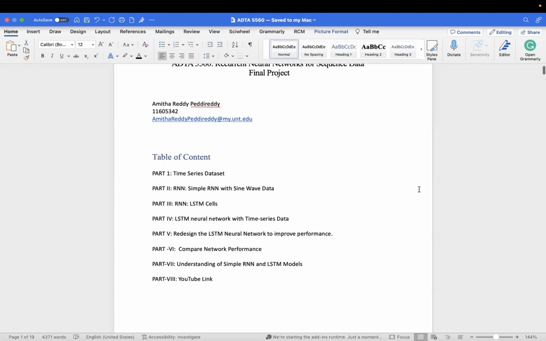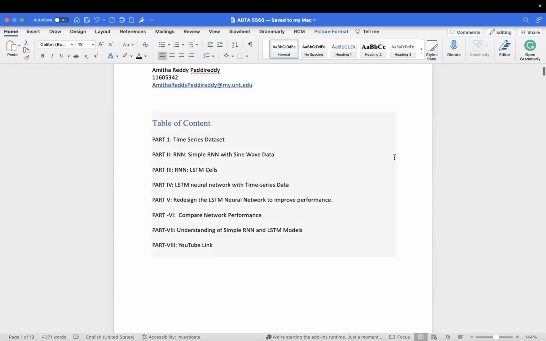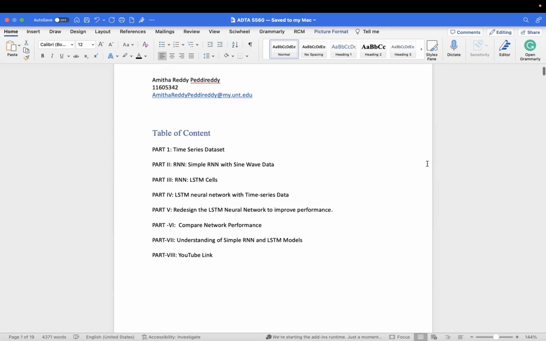On the first page you can see the table of contents, which mentions all the parts that I did in the report. In part 1, a time series dataset has been chosen on my own, and the simple RNN with the sine wave data. LSTM cells for part 3, what was discussed in the course, and an LSTM neural network with the time series data. A new dataset has been chosen, a stock dataset, and the redesign of the same dataset with the LSTM neural network to improve the performance, and comparing the network performance of both the results, and understanding of the simple RNN and LSTM models overall. Below is the YouTube link of this video.